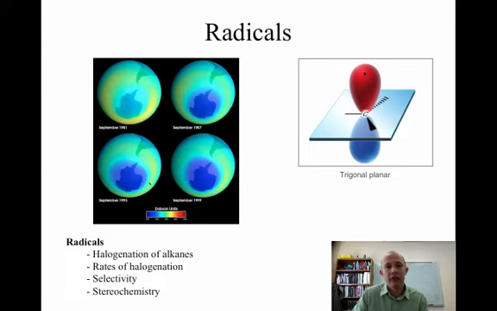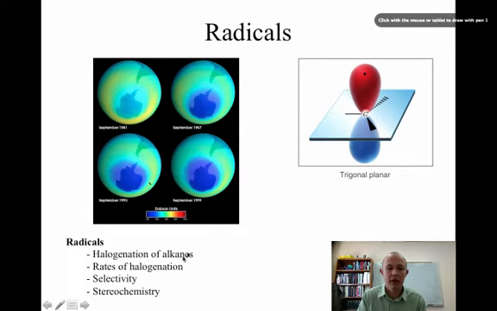In the last video, we introduced the idea of radicals, their stability, and typical chain mechanisms of radical reactions. In this video, we're going to continue talking about radical reactions in a more general sense, the halogenation of alkanes, and we're going to look at the rates depending on different halogens: fluorine, chlorine, bromine, and iodine. We'll look at the selectivity of the different halogens for different CH bonds, and then the stereochemistry of radical halogenation reactions.